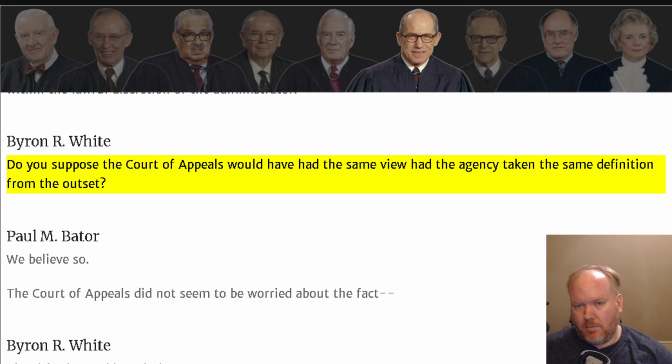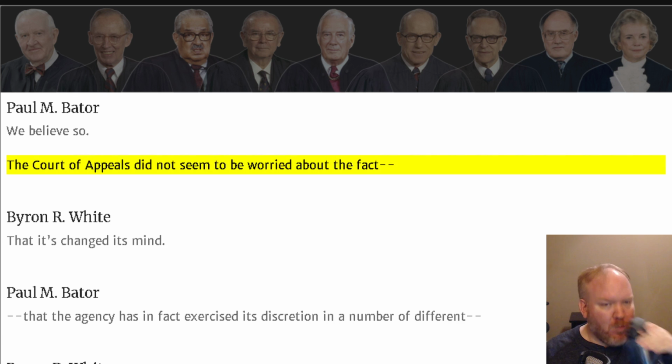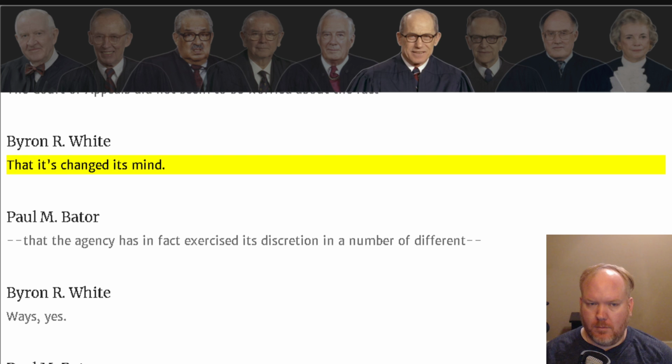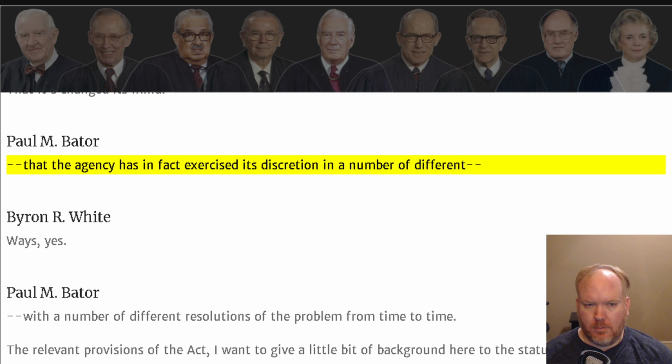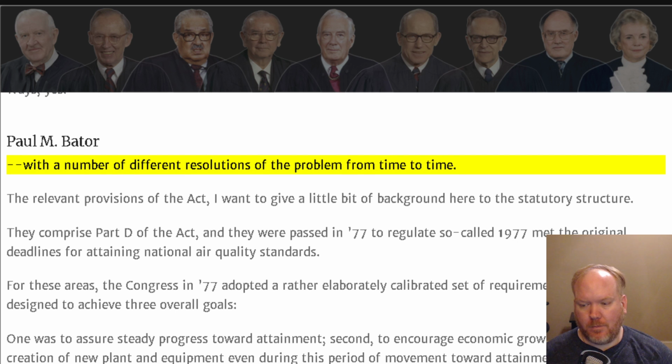Do you suppose the Court of Appeals would have had the same view had the agency taken the same definition from the outset? We believe so. The Court of Appeals did not seem to be worried about the fact that the agency has in fact exercised its discretion in a number of different ways, with a number of different resolutions of the problem from time to time.